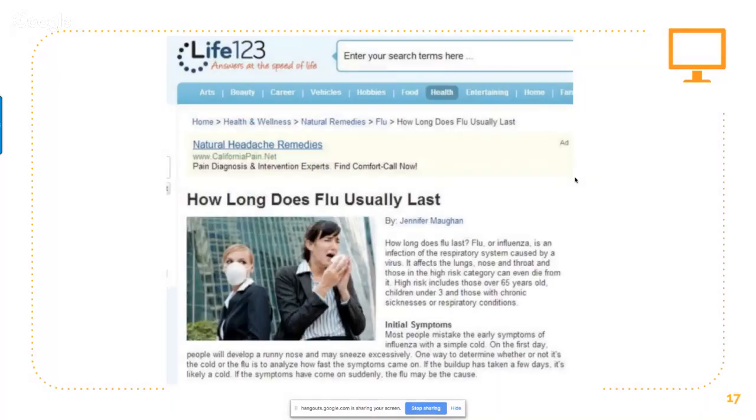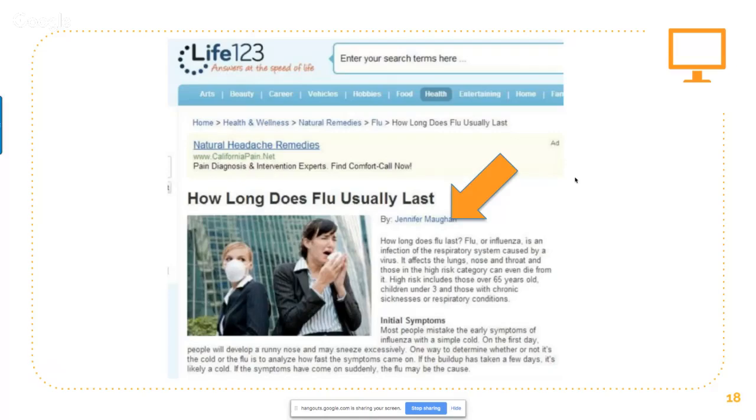This is a medical example. And so let's say that I have the flu, and I want to know, how long is this flu going to last? This is another example that was in the Quality Raters guidelines. So if I came across this article, it looks like it's not a horrible article, but does the author have EAT? So let's look at the author here.